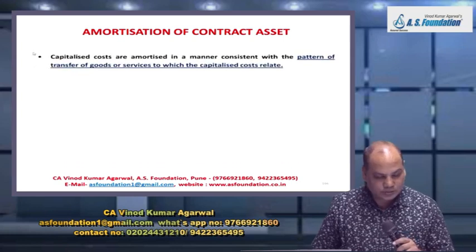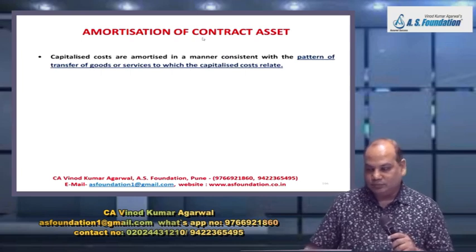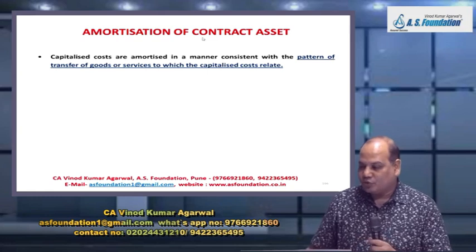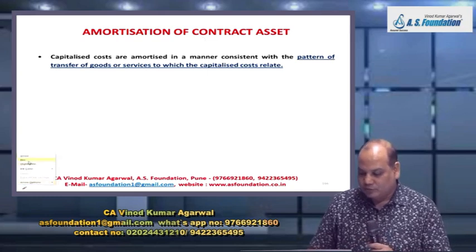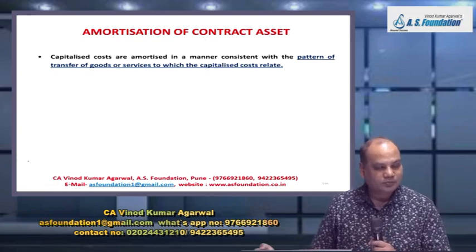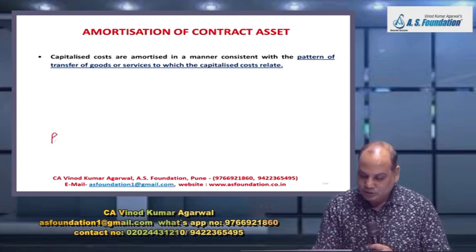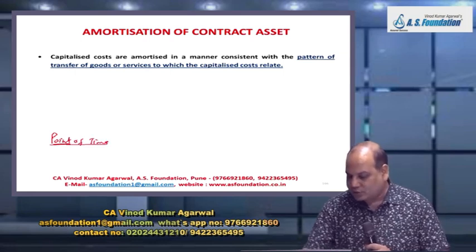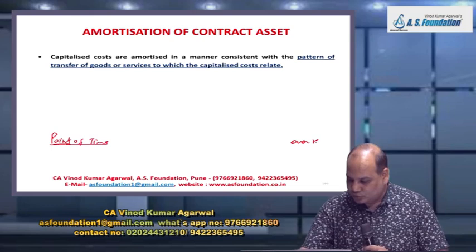Now the task is how to amortize this cost. How to amortize the contract cost. So which method will we follow? Point of time or over the period of time? There are two methods. On one extreme, point of time, and on the other extreme, over the period of time.